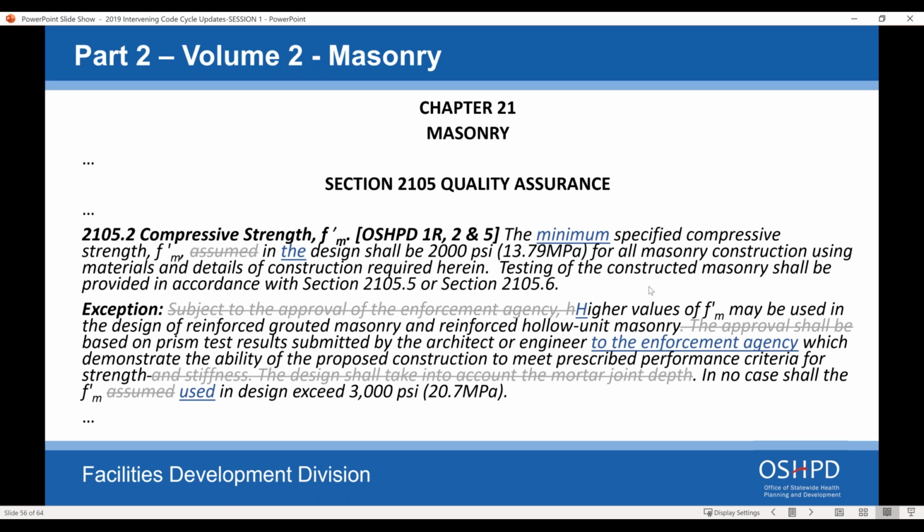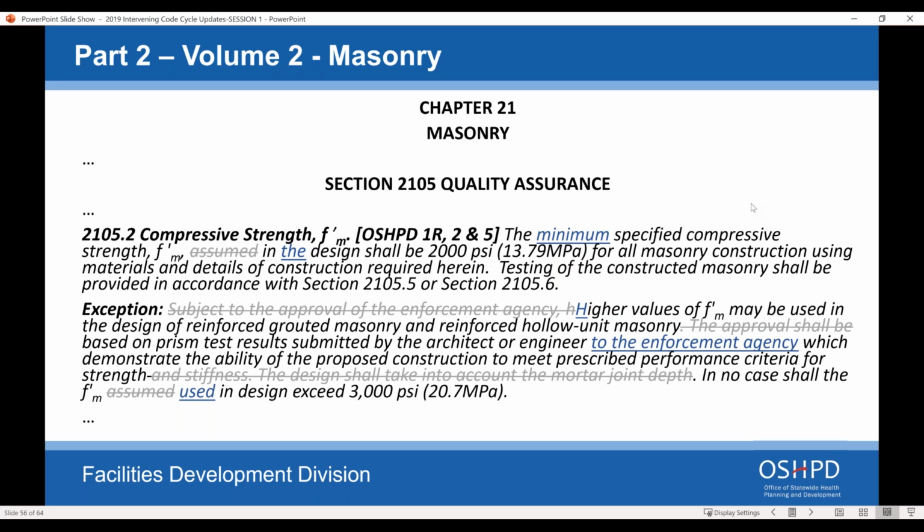And then there was an exception, subject to approval of the enforcement agencies. We felt that's not appropriate language, because that gives too much leeway to the enforcement agency to decide, oh, we're not going to accept this, or we're going to accept this. So this is related to higher f'm. We deleted that sentence, those words, and we said higher values of f'm may be used in the design of reinforced grouted masonry. We removed the approval by the enforcement agencies.